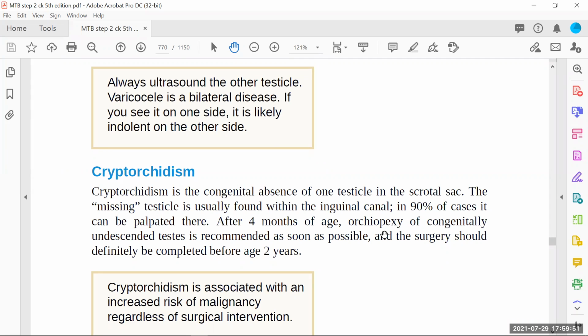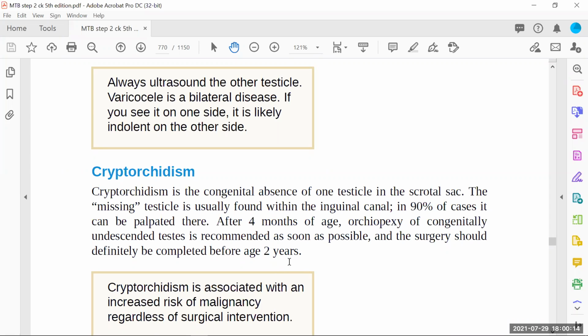So after 4 months of age, orchiopexy of congenital undescended testes is recommended as soon as possible, and the surgery should definitely be completed by 2 years of age. You should not go beyond 2 years of age if you find that one testis is in the scrotum and one testis is in the inguinal canal or maybe in the lower abdomen. That has to come down. So 2 years is the deadline. After 2 years, you have to remove that testis.